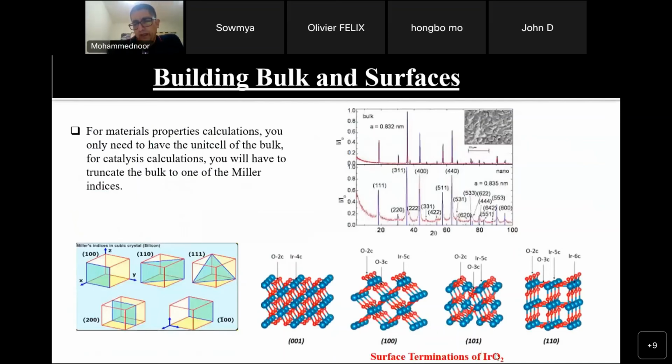For example, if we look at this material, we have different terminations. Different terminations mean which atoms are exposed at the surface, and catalytic reactivity is basically determined by the type of the atomic termination.